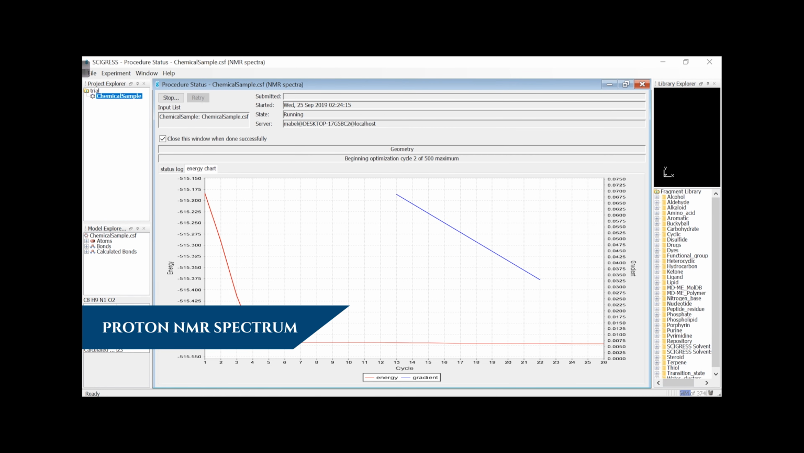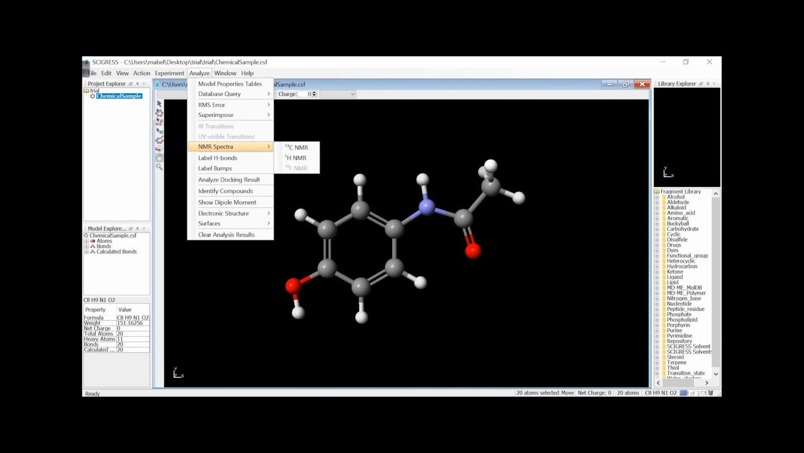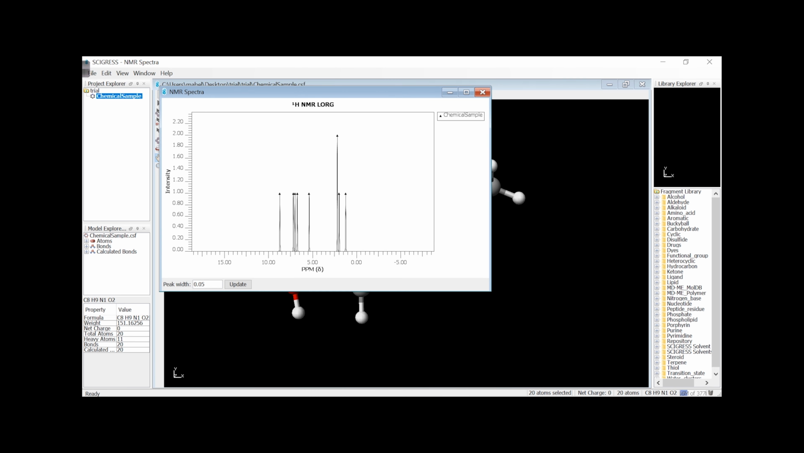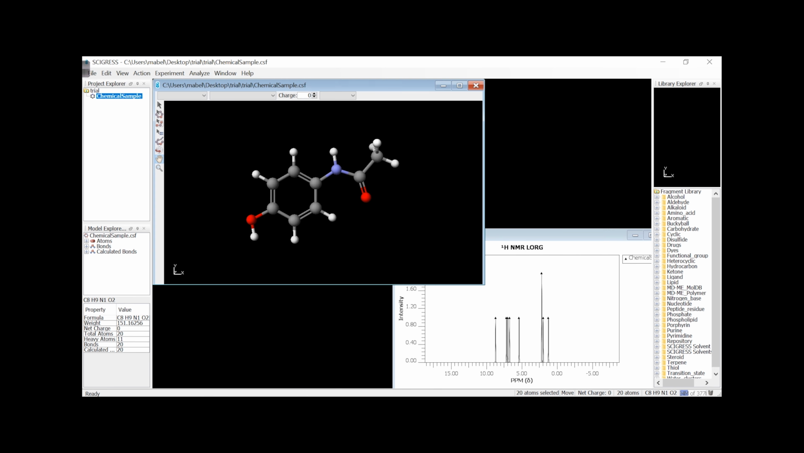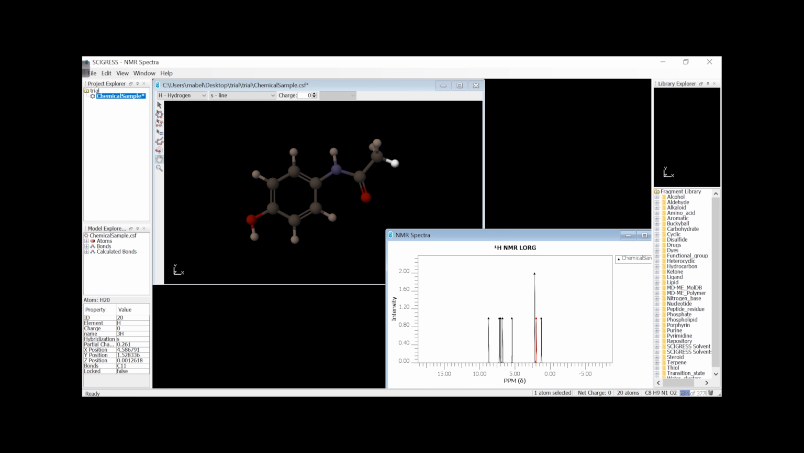Using the same molecule, we run another experiment, this time for NMR. Once the calculations are complete, we can view the NMR spectrum under the Analyze tab and identify which peak corresponds to which atom.